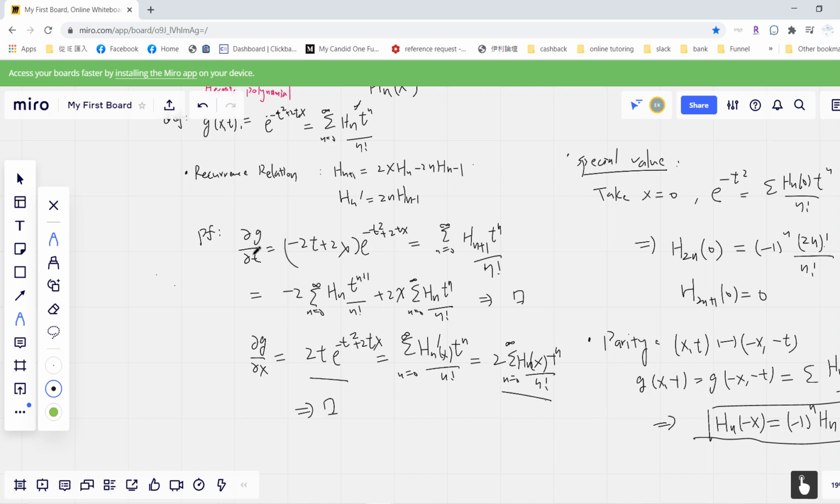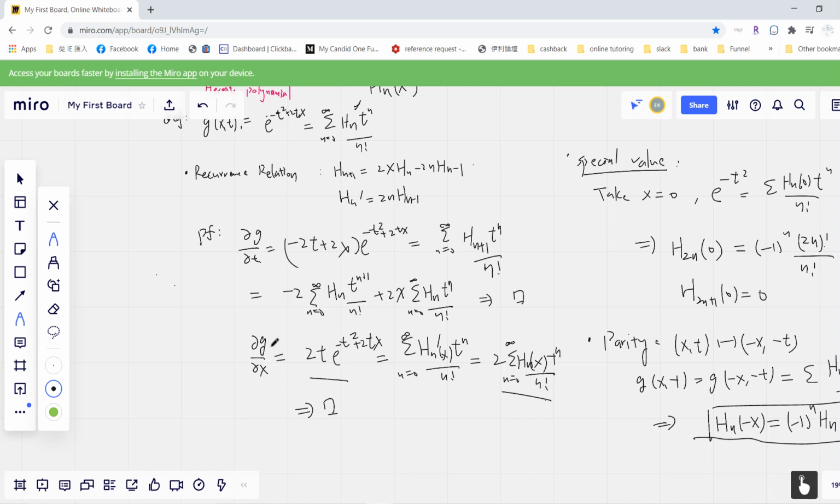So to prove it, we first do this partial g partial t, right? So we get minus 2t plus 2x, and this one equals the sum from 0 to infinity of H_{n+1} t^n over n factorial. Basically, if you do the differentiation, you will lose one n, so lose one factor of t. So put it here, and then you expand this one, so you get this one plus this one. Then you compare these three, and then you get the first one.